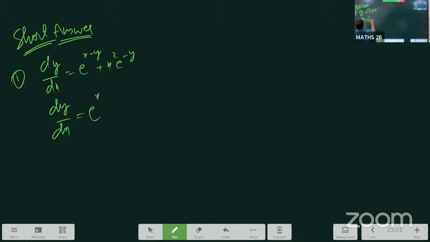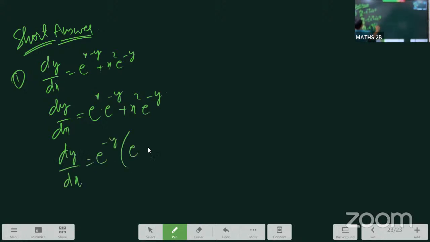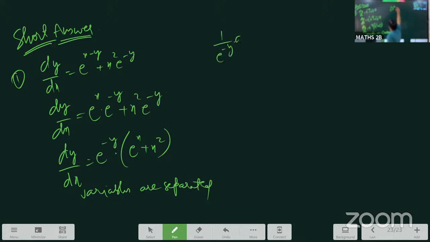So dy by dx is equal to this. I am going to write it as e power x, e power minus y, x square and e power minus y. So dy by dx is equal to e power minus y, e power x plus x square. Take e power y common. Now variables are separated. Variable separable method, right? Means all y terms to one place. That is 1 by e power y dy, and this is e power x plus x square, and this is dx. Now integrate on both sides.